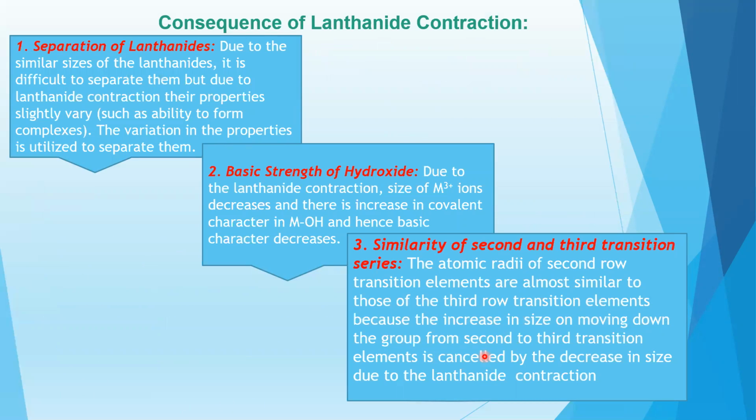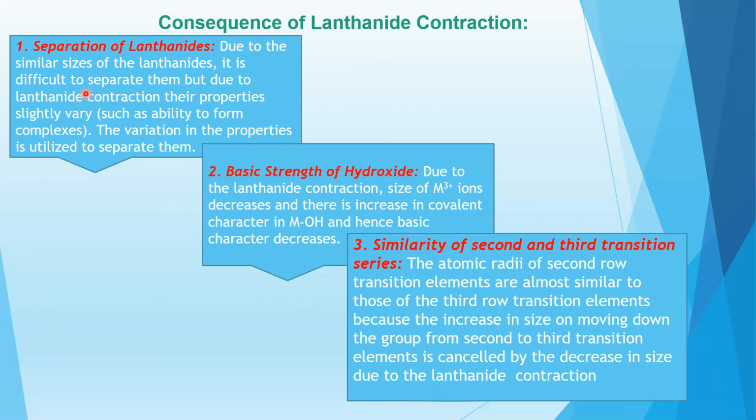Now, a few consequences of the lanthanide contraction. First is separation of lanthanides. Second is basic strength of hydroxide. And third is similarity of the second and third transition series. So what are the consequences of lanthanide contraction? Separation of lanthanides, basic strength of hydroxide, and similarity of second and third transition series.